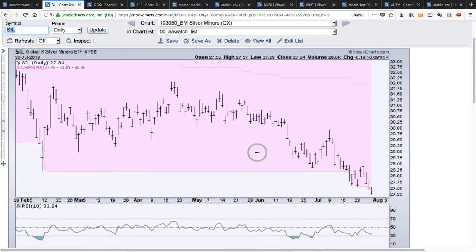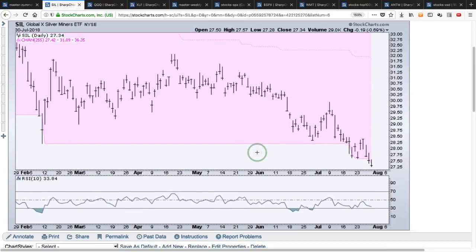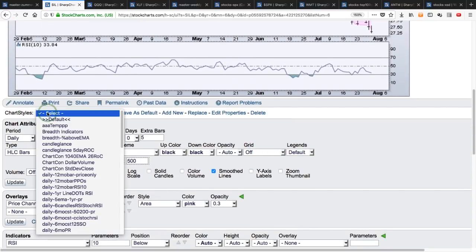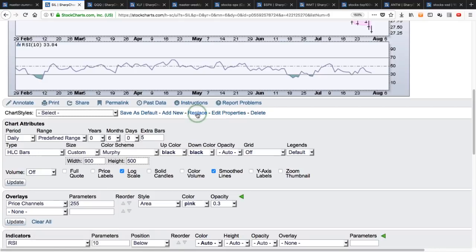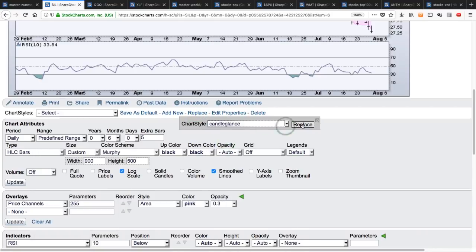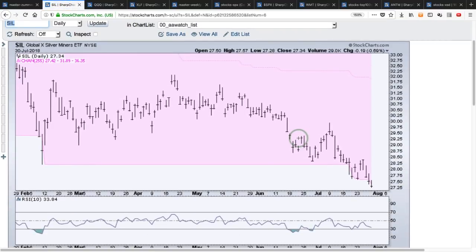Now what I want to do is apply this chart style to all of my CandleGlance charts. So what I'm going to do is replace the chart style. You can see I've got a chart style called CandleGlance. We all do. It's the default for your customized CandleGlance chart. And I'm going to replace the current chart and put it instead as the CandleGlance chart style.